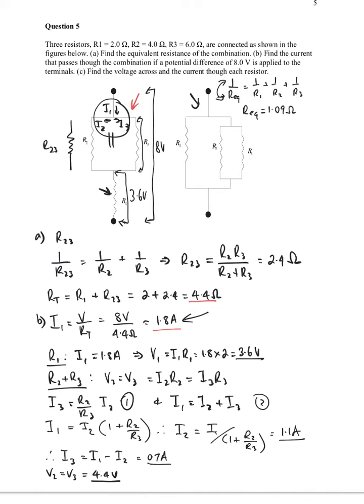Then you're asked to find the current through it, so that would be the answer for A. The answer for B is going to be, you're looking for the voltage as you go, so the current is going to be voltage divided by R, which is going to be 8 over 1.09, which is 7.3 amps. Okay, so there's going to be a total of 7.3 amps.